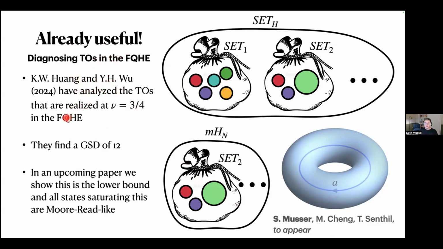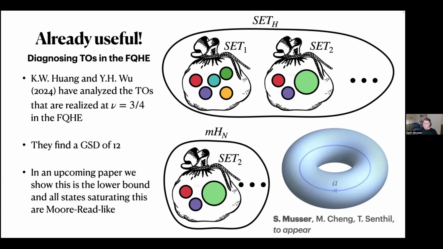Huang and Wu had a very recent paper where they were looking at topological orders that are realized at 3/4 filling in the fractional quantum Hall effect. They found some ground state degeneracy of 12. And we were actually able to be helpful to them even with our unpublished work, because we were able to show that this is the lower bound possible. So at this given filling with the symmetries of the quantum Hall effect, this is the lower bound of the number of ground states. And moreover, the topological orders consistent with this are all Moore-Read-like states.